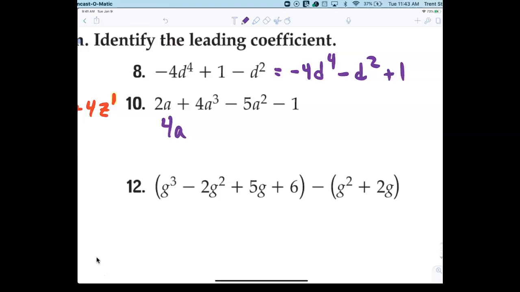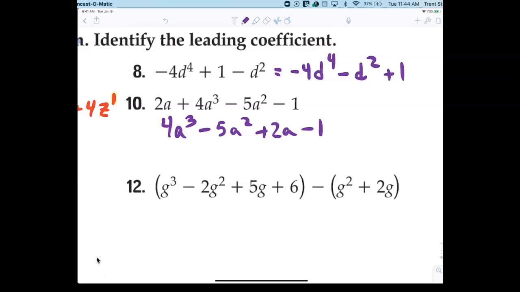4a cubed minus 5a squared plus 2a. Yeah, guys, don't you agree? That's just simple, right? Anybody have any issues?